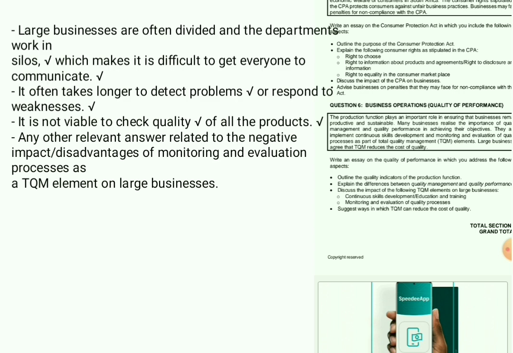Large businesses are often divided and the departments work in silos, which makes it difficult to get everyone to communicate. It often takes longer to detect problems or respond to weaknesses. It is not viable to check the quality of all the products. That's it. The last one is ways in which TQM can reduce the cost of quality.